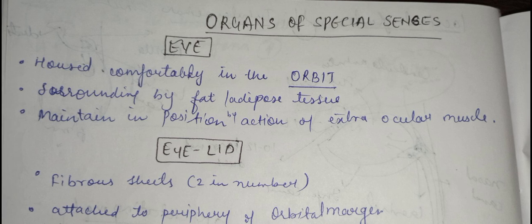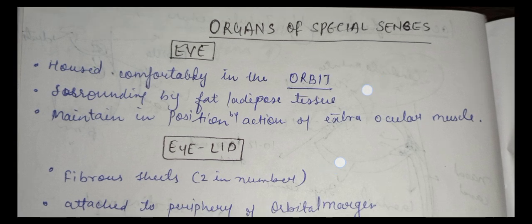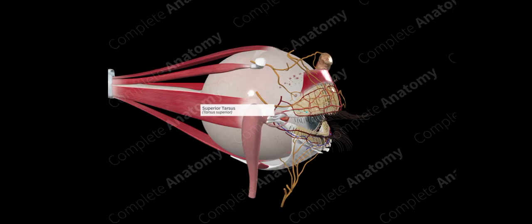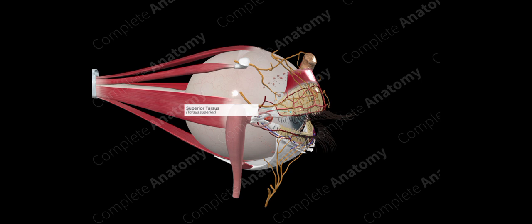Now, the position of the eye is maintained by the action of extraocular muscles. The extraocular muscles are here. See, there are 7 ocular muscles which help in the proper positioning of the eyeball in the eye orbit. So these are some eye muscles. We will study them in detail later.